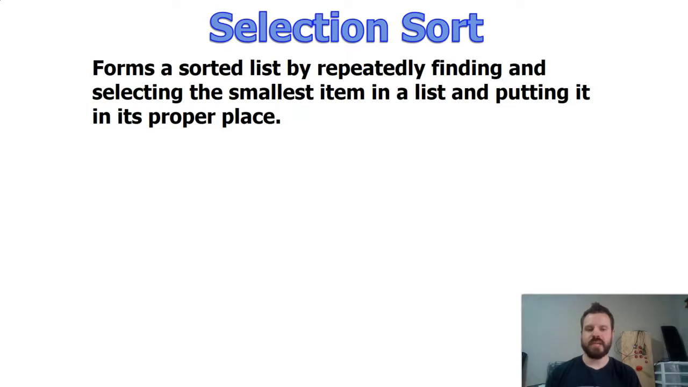So the idea behind selection sort is to form a sorted list by repeatedly finding and selecting the smallest item in the list and putting it in its proper place. So we'd start by finding the smallest item in the list and putting it in the first index. Then we'd find the second smallest item, put it in the second index, then the next smallest in the next index.